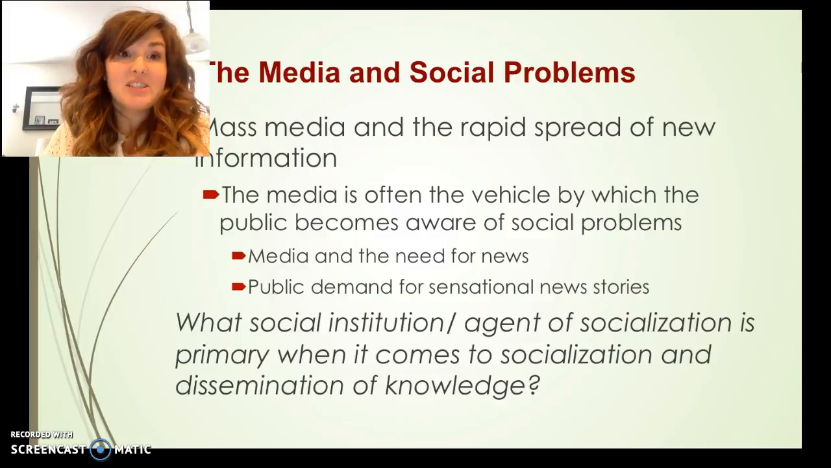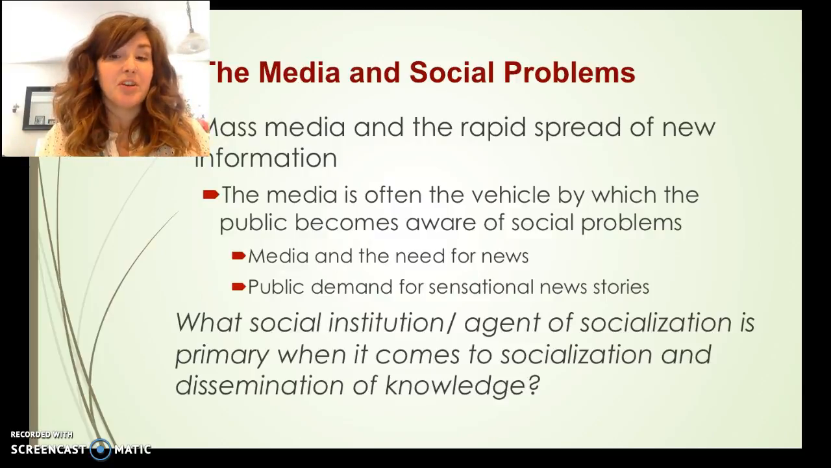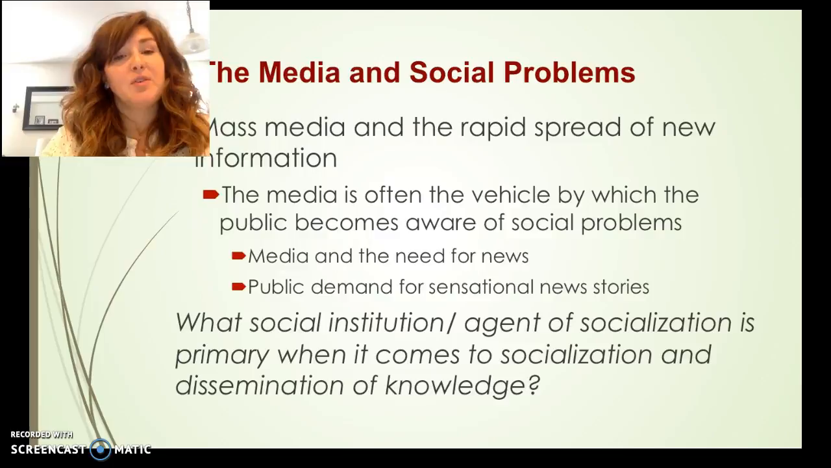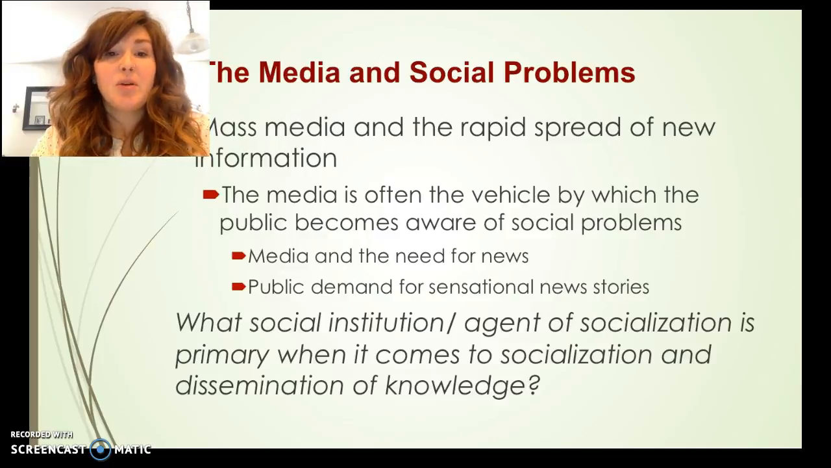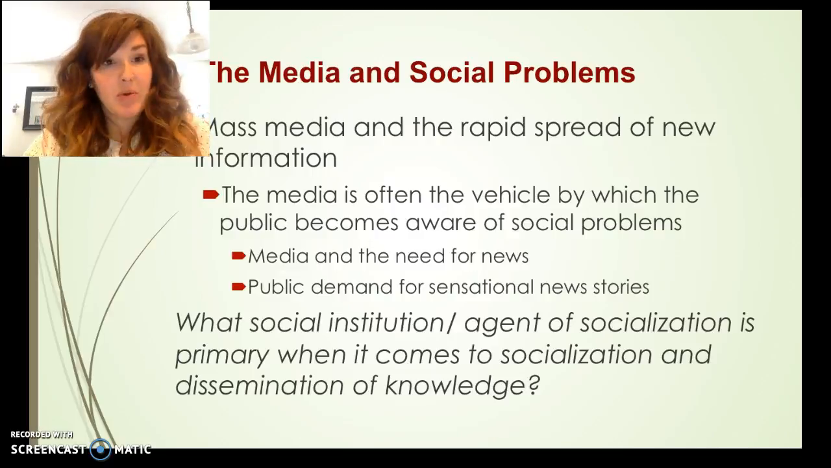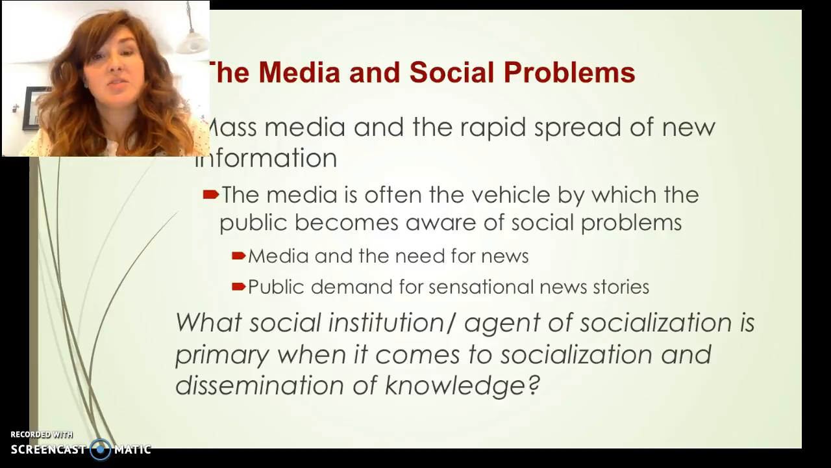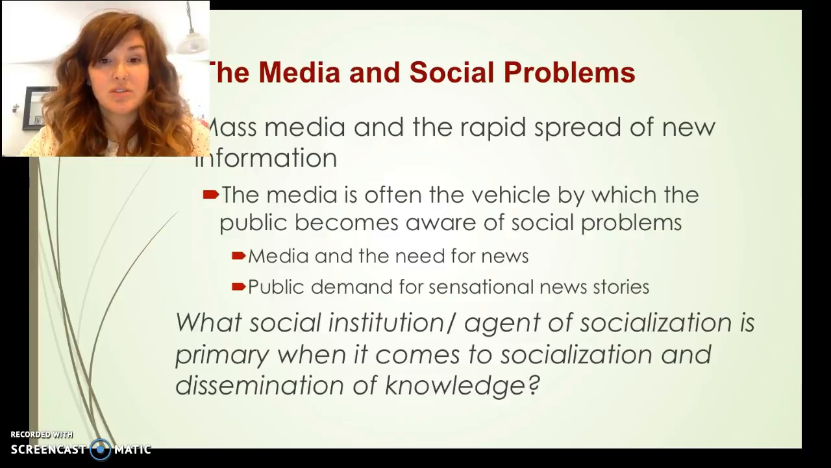So let's look at how the media, which is one of the largest agents of socialization, and some argue one of the primary agents of socialization. So mass media and the rapid spread of new information. The media is often the vehicle by which the public becomes aware of social problems, especially now because a lot of people have access to video recording, audio recording, and digital media, right? A lot of people have access to social networking sites, to online data resources. So information is getting disseminated much faster, as well as there being a lot of different opinions and resources that one can utilize to learn about these different social issues, right?